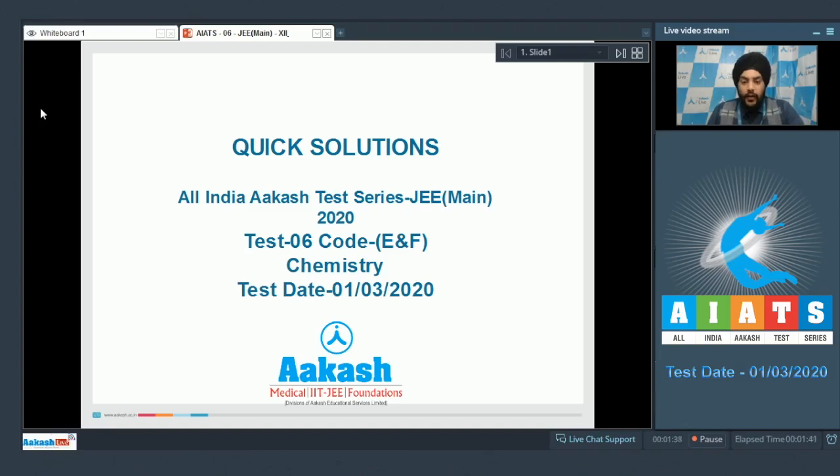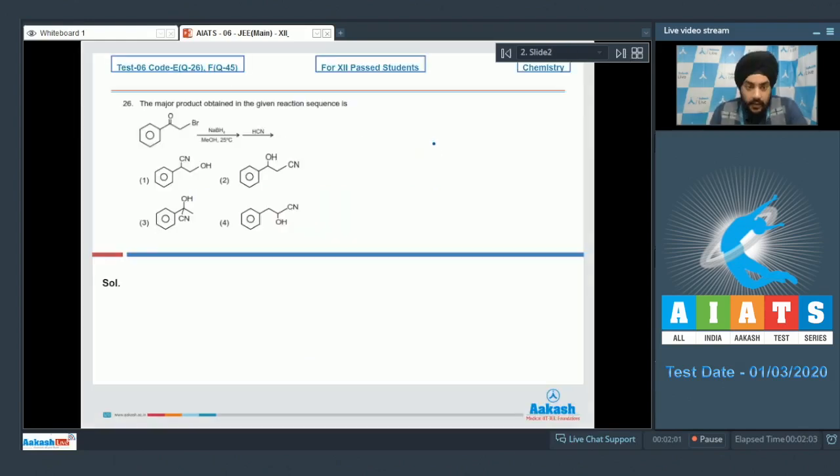Hello everyone, today we are going to discuss the quick solutions to the chemistry section of All India AIATS Test Series JEE Main 2020 Test 6 Code ENF. So let's start with the first question, students. Question number 26 says: the major product obtained in the given reaction sequences.